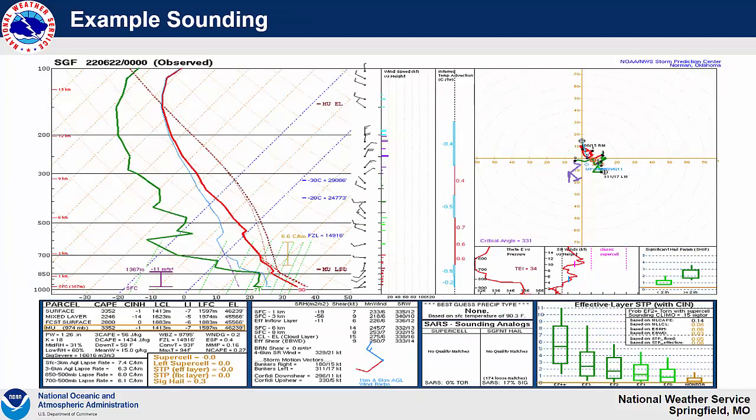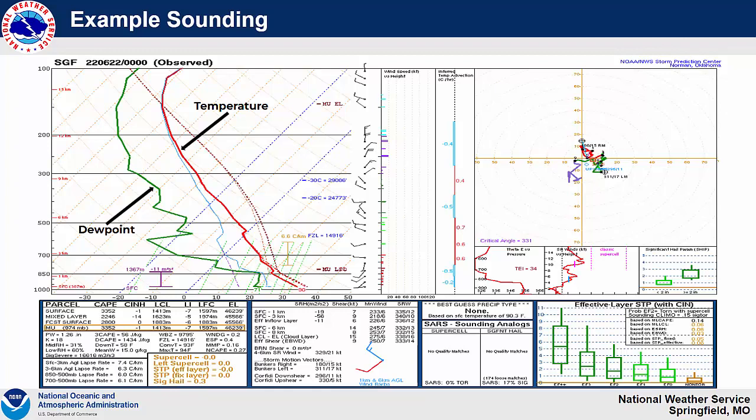So now let's take a look at an example sounding. This sounding was observed at the Springfield, Missouri office on June 22nd of 2022 at 0Z, or 7 p.m. Central Daylight Time. Now looking at this sounding, you can easily point out the temperature and dew point lines, which is the red and green line respectively. Now, from these lines, we can derive a lot of information that can help us understand the atmosphere and what weather to expect. And you'll see all of this information at the bottom in those bottom charts.